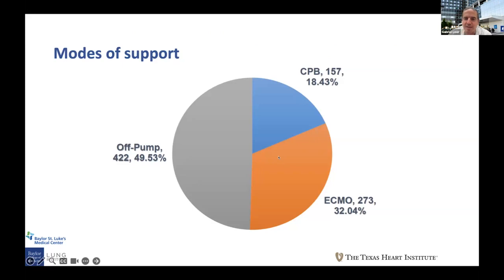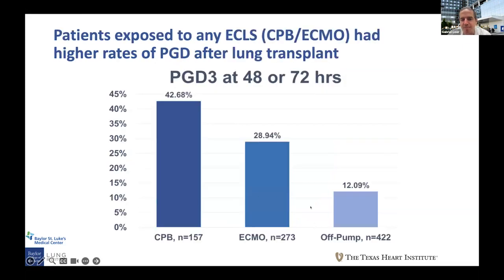Here, this gives you a sense of what the breakdown looks like worldwide, or at least as of the last 5 years. This could likely be changing largely in favor of ECMO intraoperatively, even more so than off pump. But at the time of this study, 50% of the cases were done off pump, about 20% were cardiopulmonary bypass, and 30% were ECMO. You can see the split of primary graft dysfunction being the highest in the bypass group, second highest in the ECMO group, and lowest in the off-pump group.